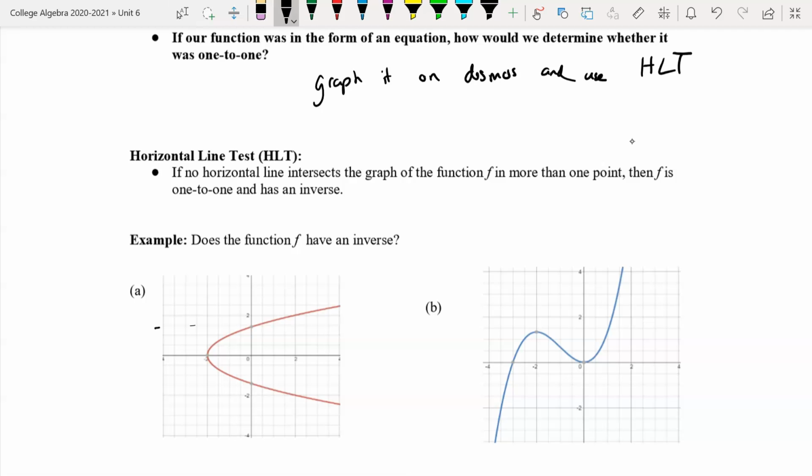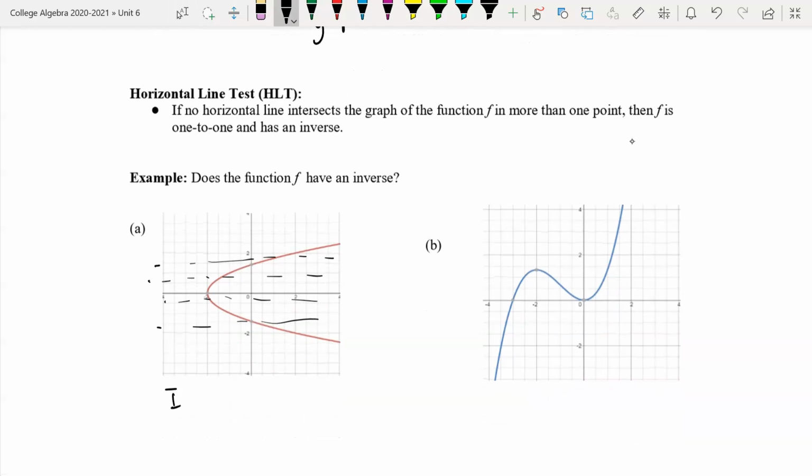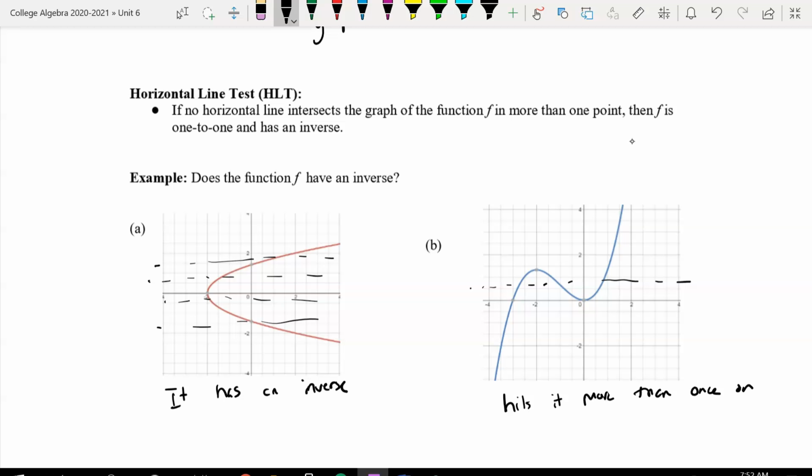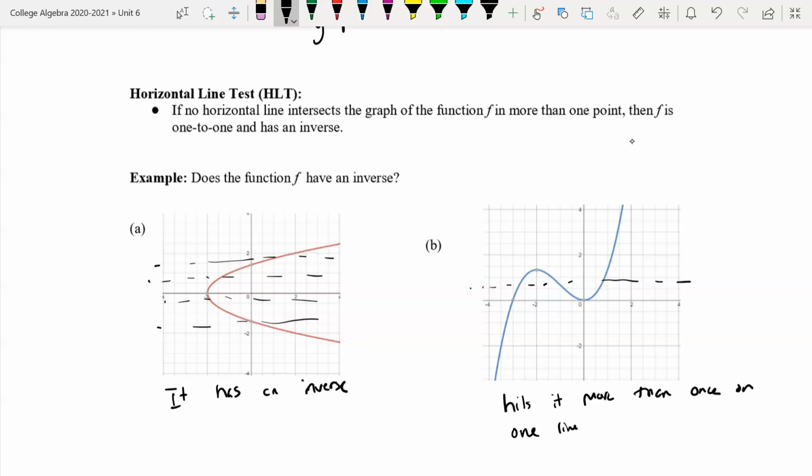So if I draw a bunch of horizontal lines, notice they only hit the graph once. So that means it has an inverse because it would pass the horizontal line test. However, the second one, if I draw a horizontal line, it hits it more than once on one line, that fails the horizontal line test. So I would say no inverse.